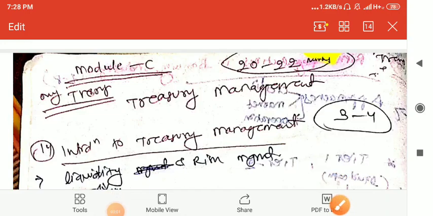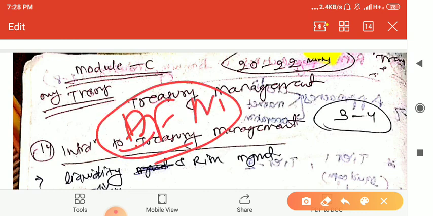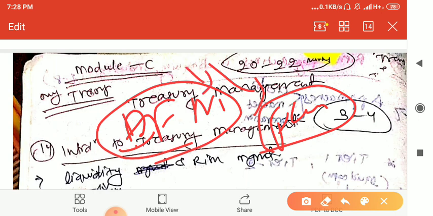So hello everyone. Again, we are going to discuss another part of this BFM. This is part 2 of how to prepare for the next one week. So let's start directly, and here we are going to discuss module C.